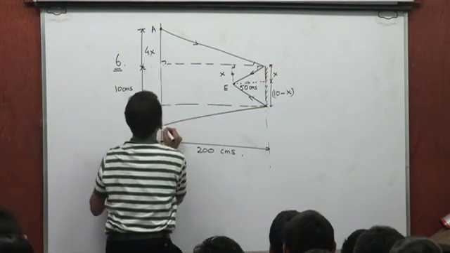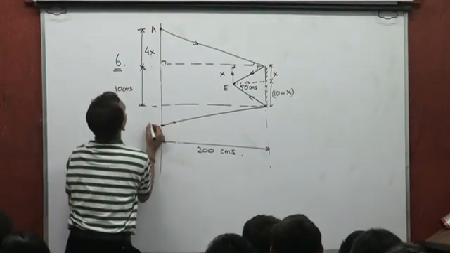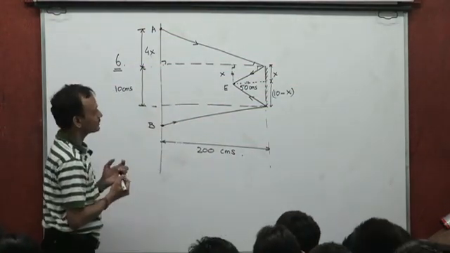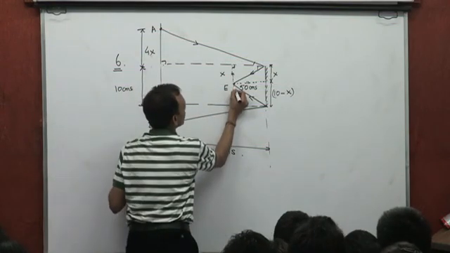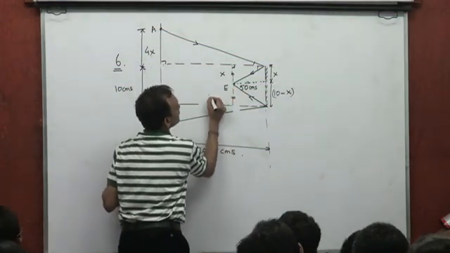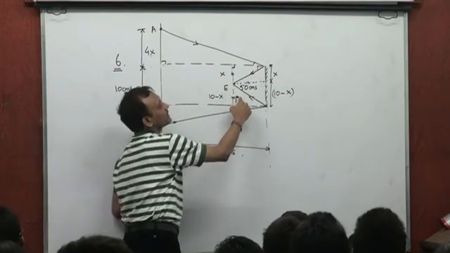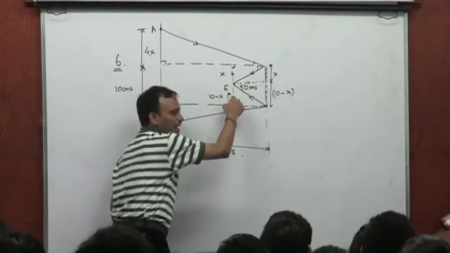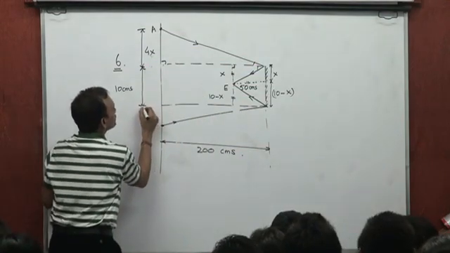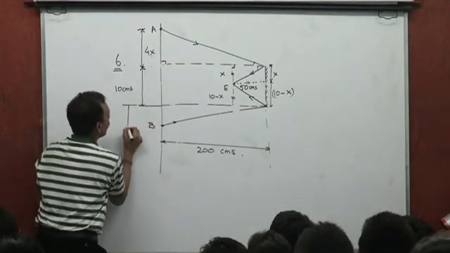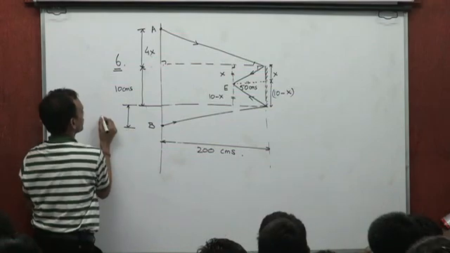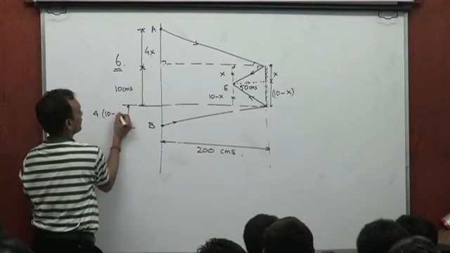Now, from similar considerations, the other extreme that he sees is the point B. Now, like before, this is 10 minus X. The only difference between this situation and this situation is, instead of X, you have 10 minus X. So now, this length is going to be 4 into 10 minus X.